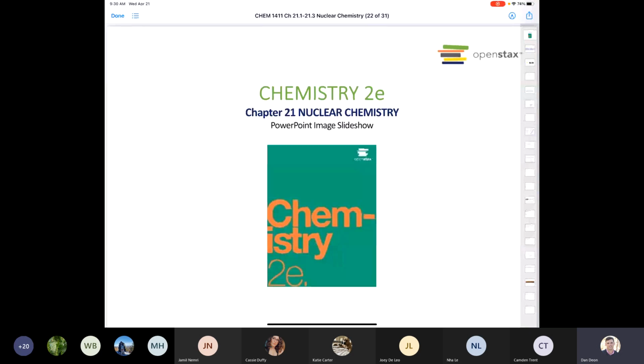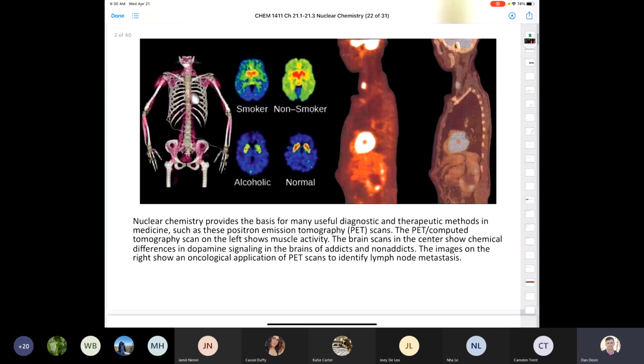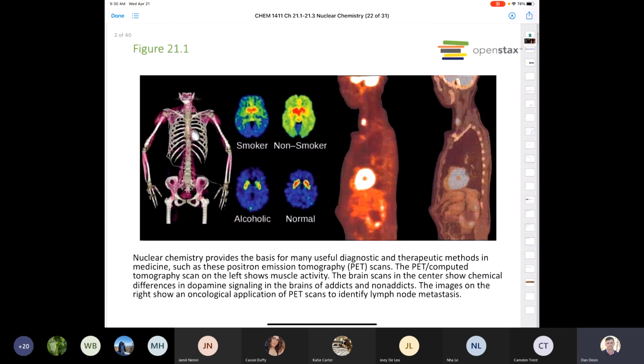Okay, Chemistry 1411. This is chapter 21, which deals with nuclear chemistry. This is the last chapter that we do in Chemistry 1411. And this first figure here, I don't have a lot to say about this, except that it was so beautiful that I decided to include it in the slides.